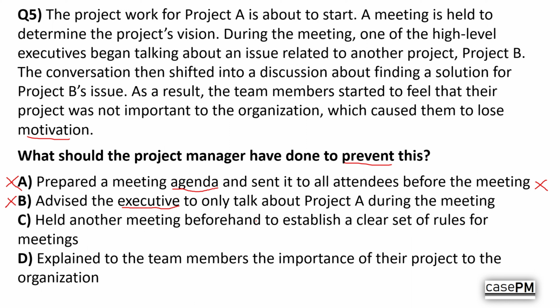C. Hold another meeting beforehand to establish a clear set of rules for meetings. Yes, this is talking about establishing ground rules. These rules define how we keep topics in scope, how we use a parking lot for off-topic items, facilitation roles, time limits, and respectful participation. These rules are applicable to everyone, including executives. With ground rules in place, the facilitator can confidently redirect and keep the vision meeting on track.